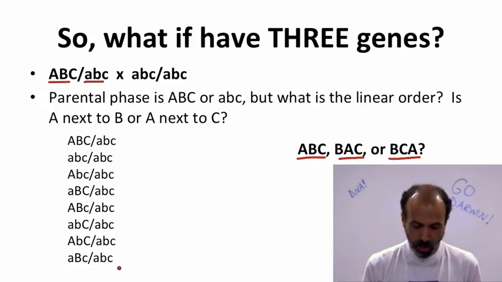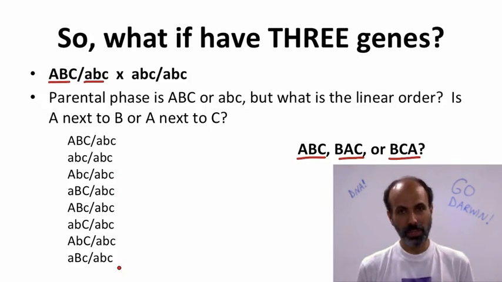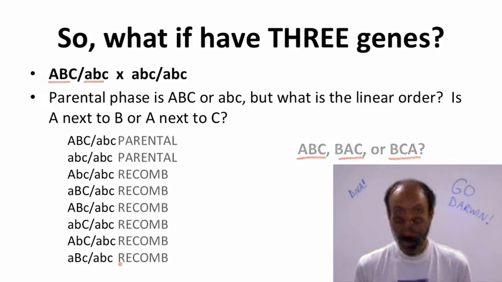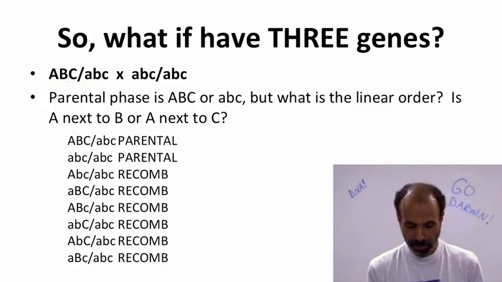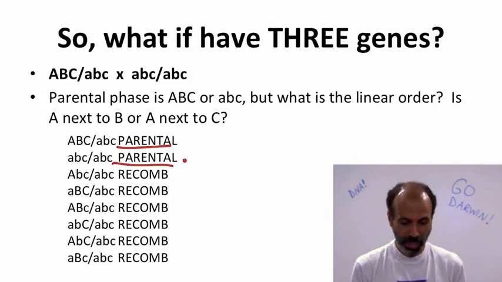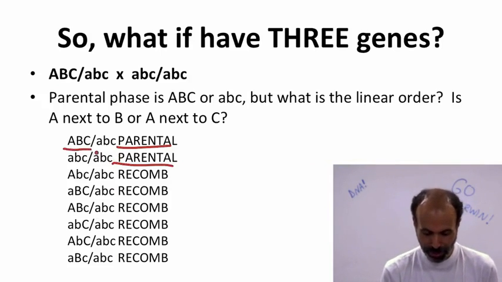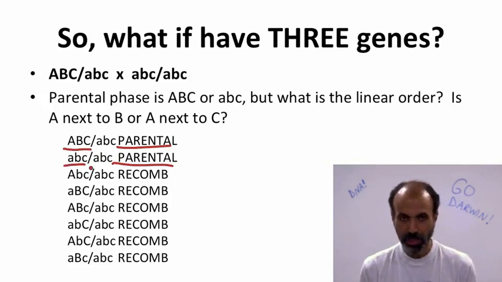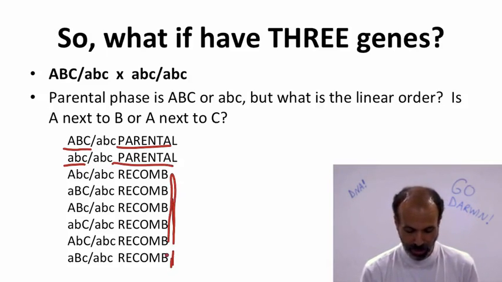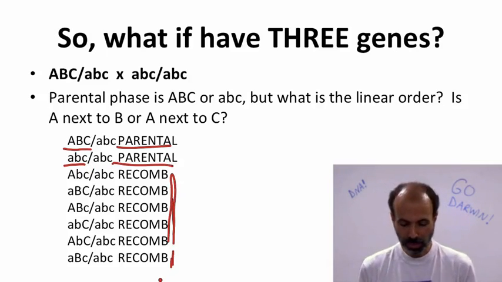So let's look at this. Which of these is parental? Which of the set of possible offspring is parental? Now, these top 2 individuals are definitely parental, right? Because they have the full combination, capital A, capital B, capital C, and lowercase a, lowercase b, lowercase c. These other ones all have some sort of recombination event that's happened in there. We don't know the details.